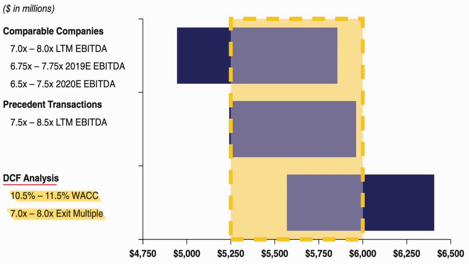The sensitivity analysis is visualized through football field graphs to communicate how different inputs affect valuations. As seen in the bottom column of this graph, we see a valuation range from a DCF model with the WACC range from 10.5 to 11.5% and an exit multiple range from 7 times to 8 times. This is the valuation range that we get from the DCF, and then we compare it with other valuation models to arrive at a final valuation range.